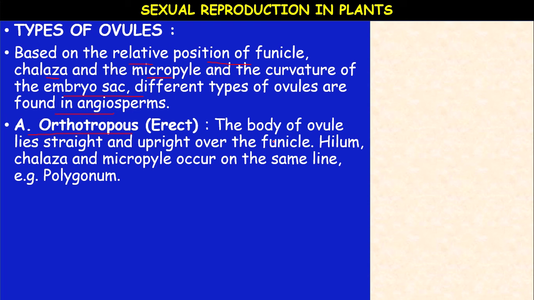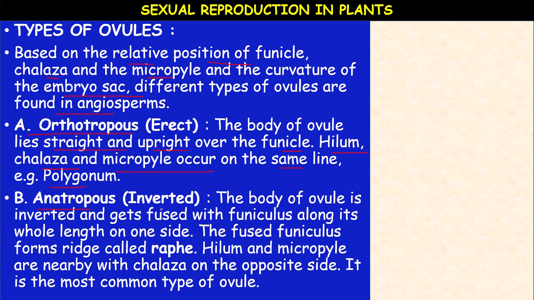Depending upon the configuration and orientation of the body of the ovule in relation to the funiculus, there are 6 types of ovules. What are they? Orthotropous, anatropous, hemitropous, campylotropous, amphitropous and circinotropous. In the orthotropous ovule, the body of the ovule lies straight and upright over the funicle. Hilum, chalaza and micropyle occur on the same line. This type of ovule is the Polygonum type.